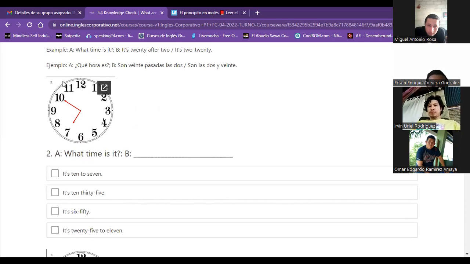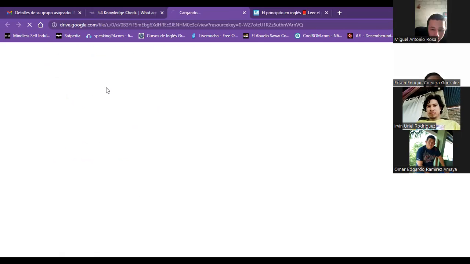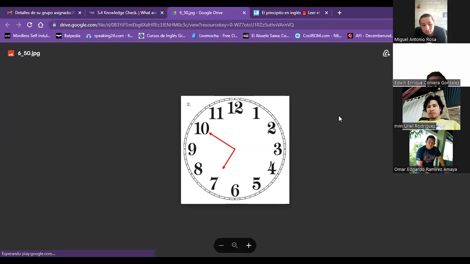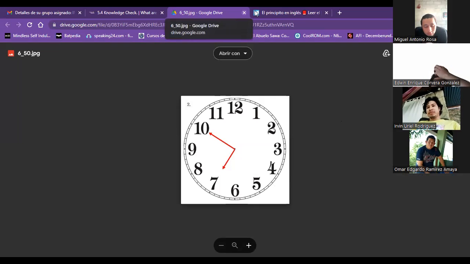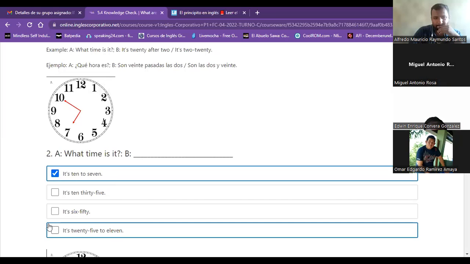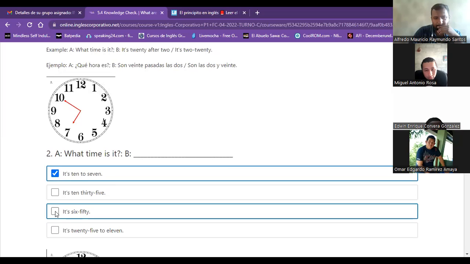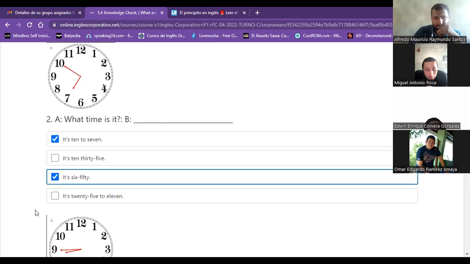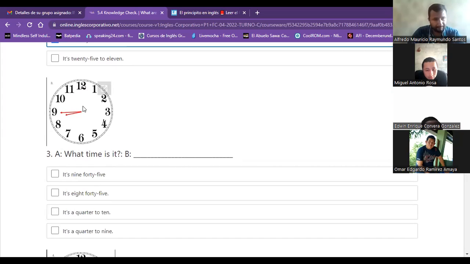Ahora vamos con este otro. What time is it? Vamos a ponerlo aquí en grande para que lo vean. It is 10 to 7, or it is 6:50. Perfect. Next one. What time is it here?